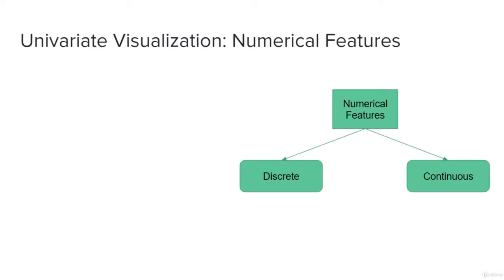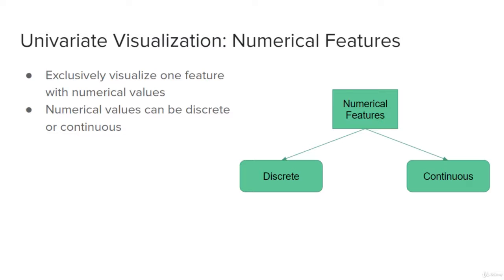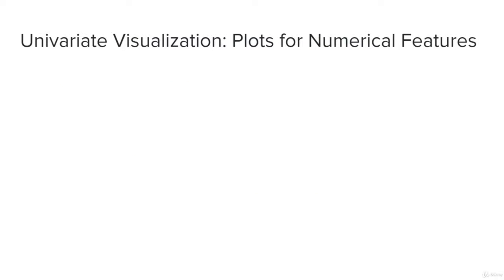So let's see univariate visualization of numerical features. So we can further divide numerical features into two types, discrete and continuous. We've seen this before. So now we're going to see which techniques we're going to use. In univariate visualization, we're going to exclusively visualize one feature with numerical values. We're going to take one feature from the dataset and we're going to visualize it. So we know that the numerical features are of two types. The numerical values can be discrete or continuous. And we're going to see which type of plots and which techniques we're going to use with each type of numerical feature. So let's look at the type of plots we have for visualizing numerical features.